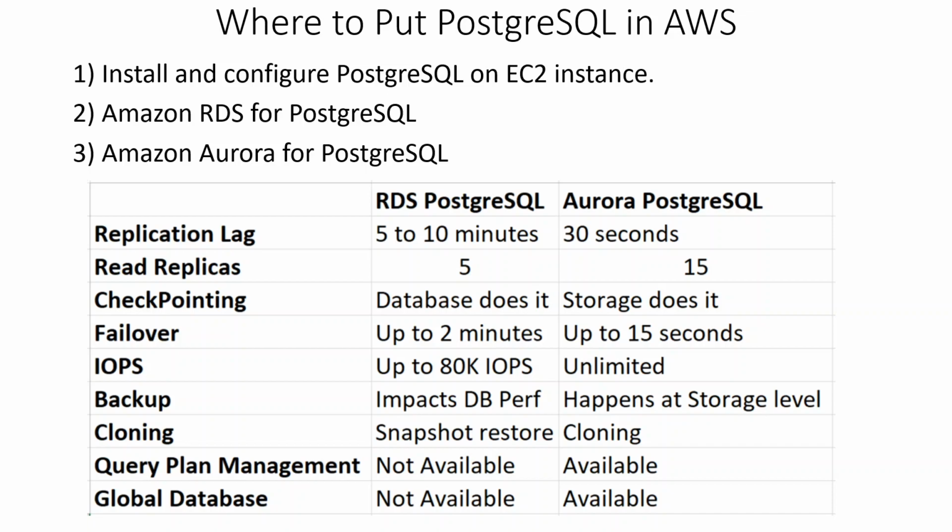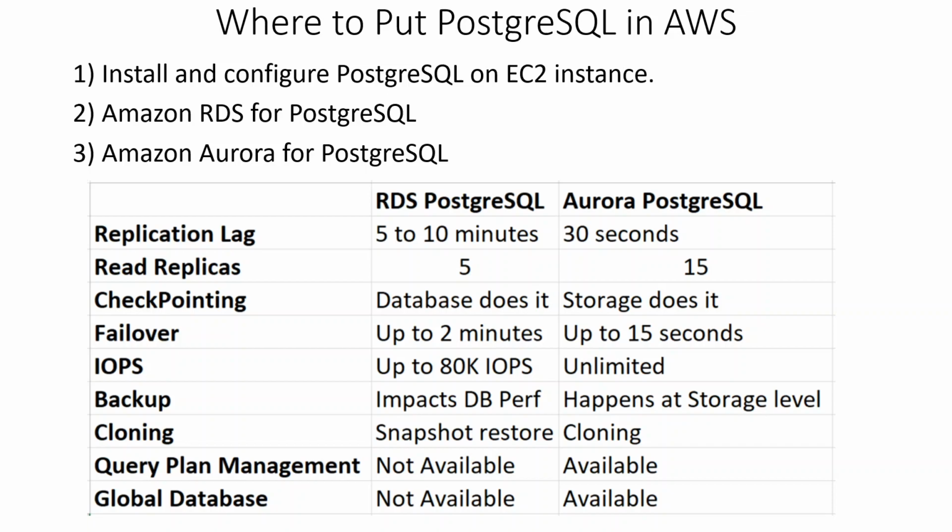When it comes to cloning, which involves creating copies of your database for development, UAT or testing purposes, we can do it through snapshot and restore in RDS, which takes time, but in Aurora it's fairly quick as it uses a copy-on-write protocol.